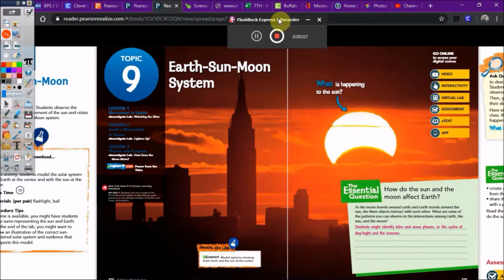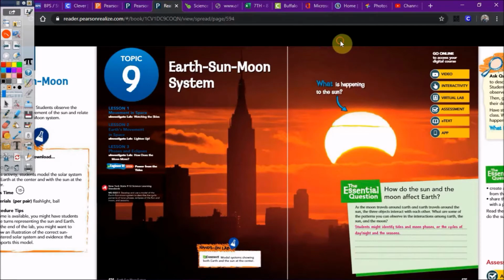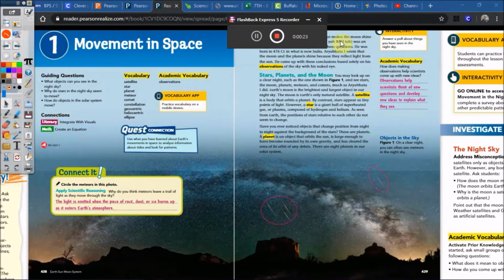Topic 9, lesson 1 is going to start on page 428. Topic 9 is about the Earth, Sun, and Moon system. We're going to start heading off into space. Once you get to page 428, we are on lesson 1, movement in space.